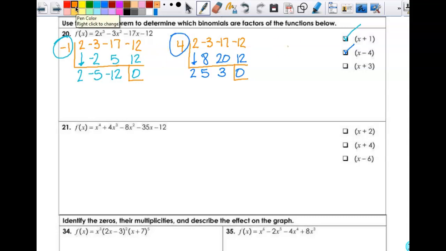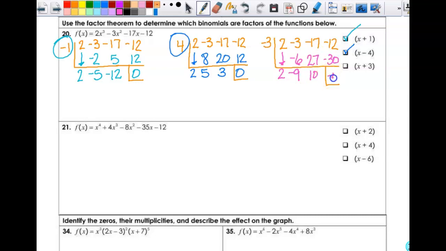Then I'm going to have the same numbers on the inside again. 2, negative 3, negative 17, negative 12. On the outside this time I'm going to have a negative 3. Right. So I bring down my 2, negative 6, negative 9, 27, 10, negative 30, negative 42. So I got something other than 0 for my remainder, so this one does not work.